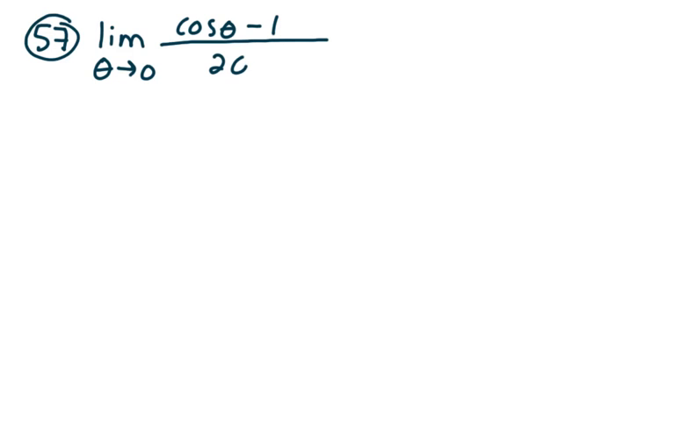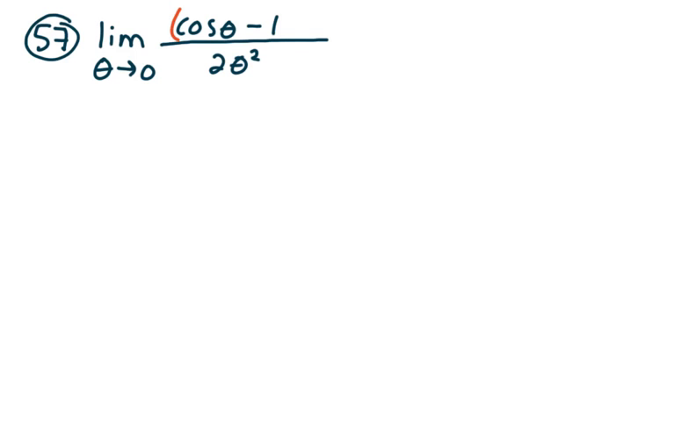Suppose I had this one. The limit as theta goes to 0 of (cosine theta minus 1) divided by 2 theta squared. Now, what I'm going to do for this one is multiply the numerator and denominator by the conjugate of the numerator, which in this case is cosine theta plus 1.